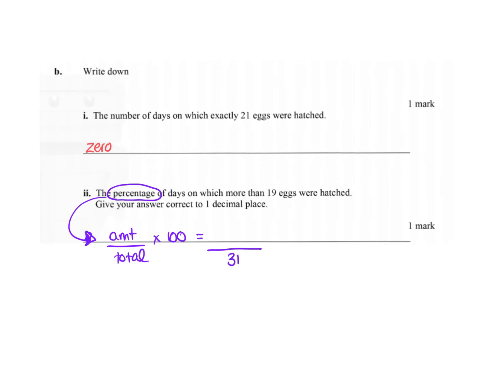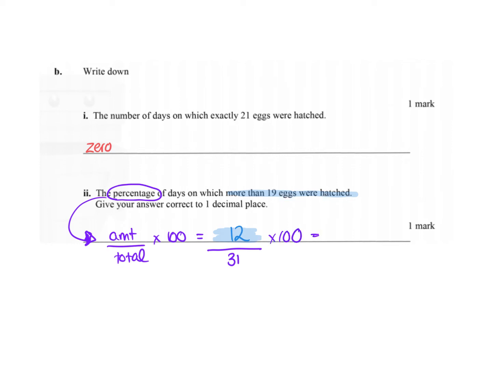Now, the bit on top, the amount, will be what they're asking, which is more than 19 eggs hatched. So we'll go back and have a look at our dot plot and count how many were more than 19. Here we said we had 12 days that were more than 19, and then we would times that by 100.